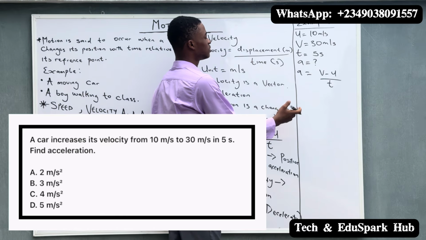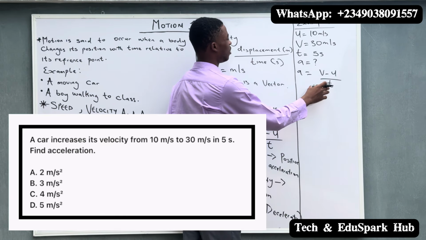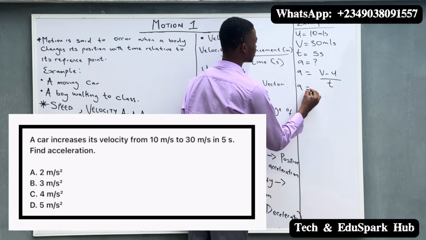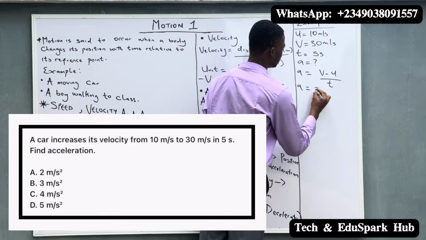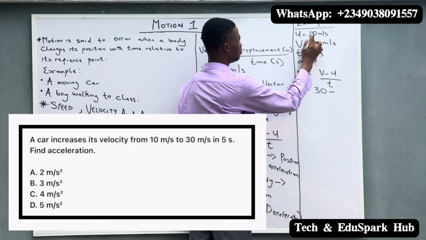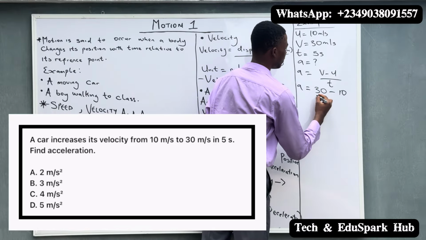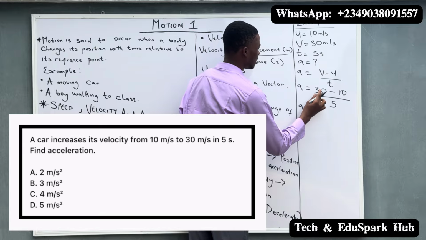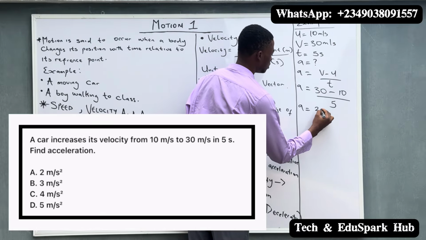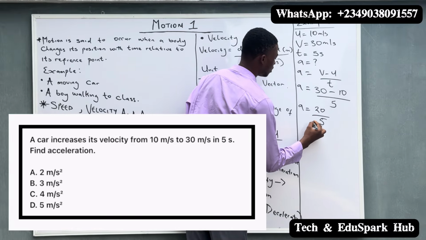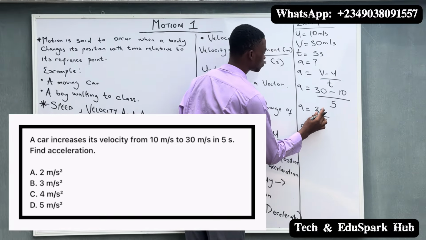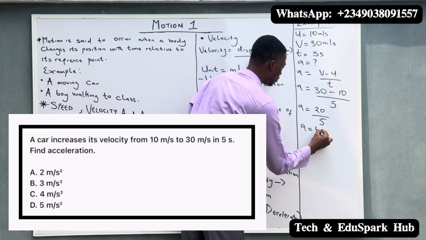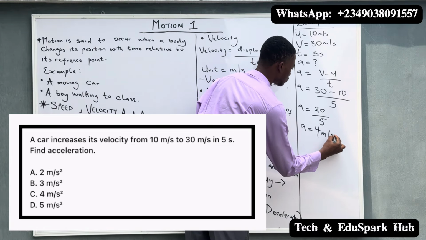So we can substitute our parameters into this formula. We have a given as, what is our v? Our v is 30 minus, what is our u? Our u is 10, divided by our time, which is 5. So we have a given as 30 minus 10, which gives 20, divided by 5. When you press this in your calculator, you should have 4 meter per second square.